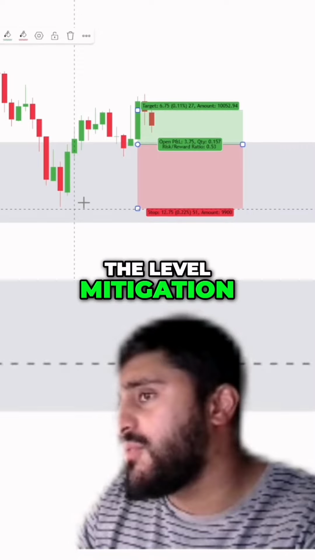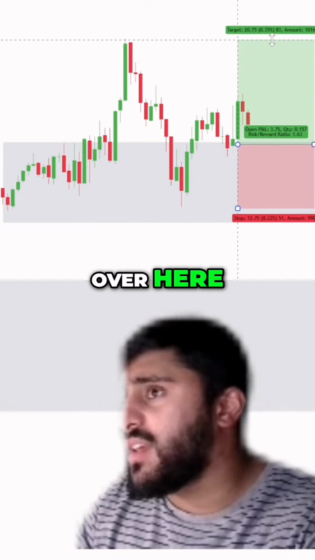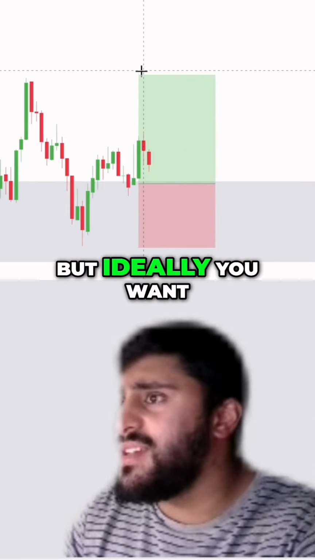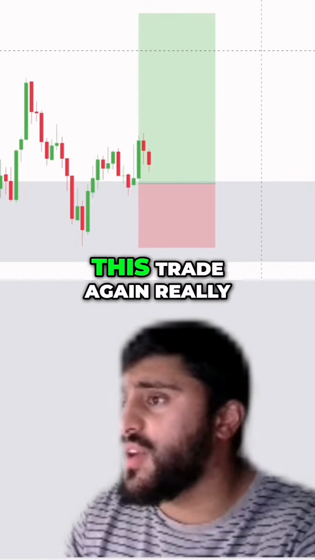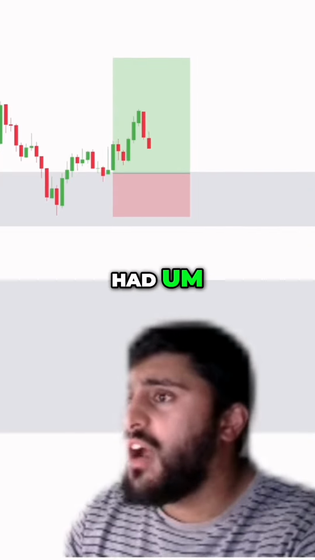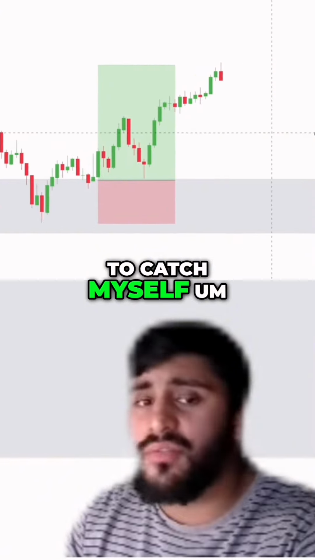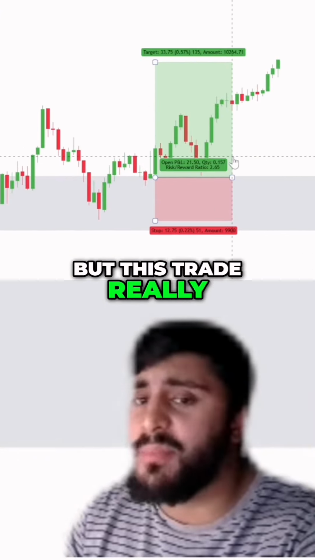Right? The level mitigation. And your first target is going to be over here. This is going to be your first target, but ideally you want to be going for 2s and 3s off, right? This trade again really had high potential, which I wasn't able to catch myself to that level anyway, but this trade really panned out.